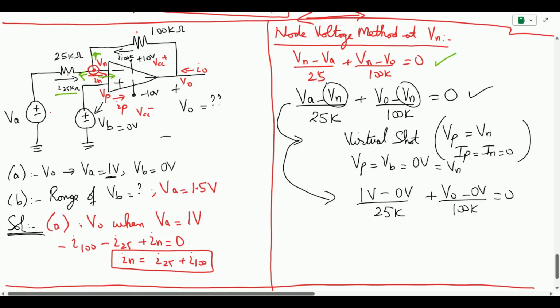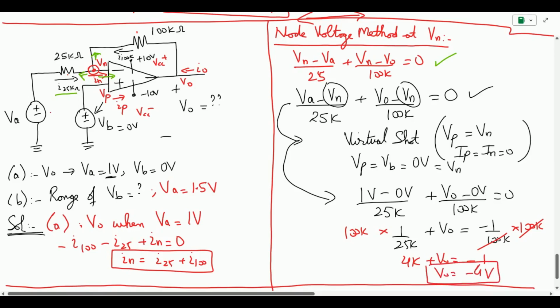Now it's simple mathematics. So you have 1 divided by 25K plus V naught divided by 100K equals to 0. You multiply both the sides by 100K to get rid of this. So this cancels out. This becomes 4 plus V naught is equal to 0. So V naught is equal to minus 4 volts, and that is the answer. So we have found that the output voltage comes out to be negative 4 volts.